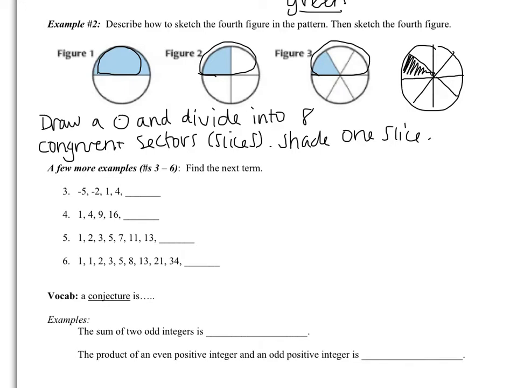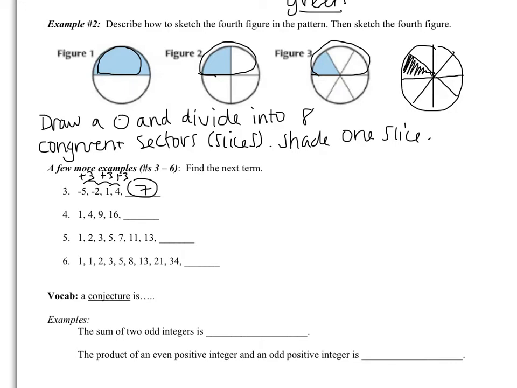Okay, so part of what you're going to be doing when you come to class is you're going to be working with these figures and finding patterns in figures. Sometimes, like examples 3 through 6, you're going to be finding patterns in numbers. So looking at example 3, we're supposed to find the next term. To get from -5 to -2, we add 3. To get from -2 to 1, we add 3. To get from 1 to 4, we add 3. So add 3 again, and our next term would be 7.